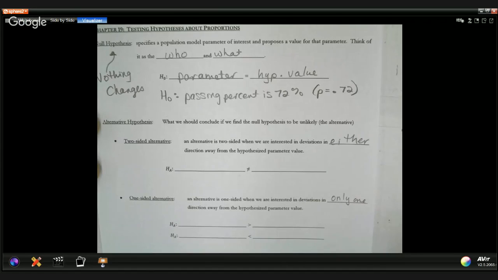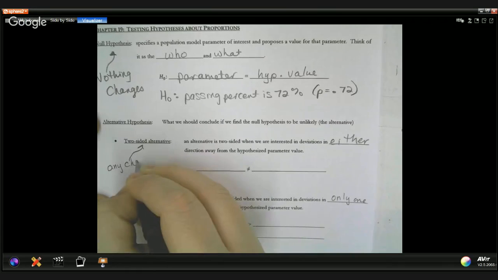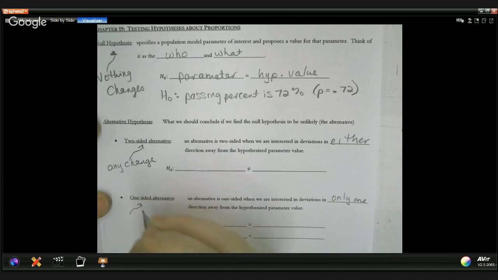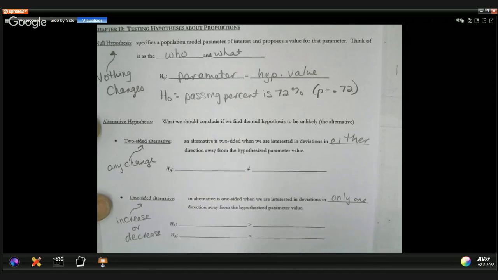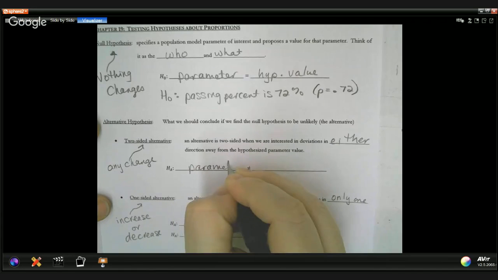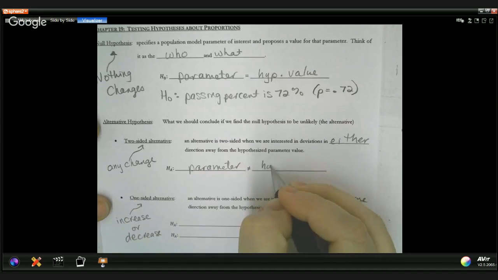So when you have a two-sided, you're looking for any kind of change. It's not specific, it's just meaning that there was some kind of change. For a one-sided, it's particular, okay? It either wants an increase or it's going to ask if there was a decrease. All right, so the HA alternative, again, is the parameter, but this time there's change. Well, that means that it's not going to equal the hypothesis value.